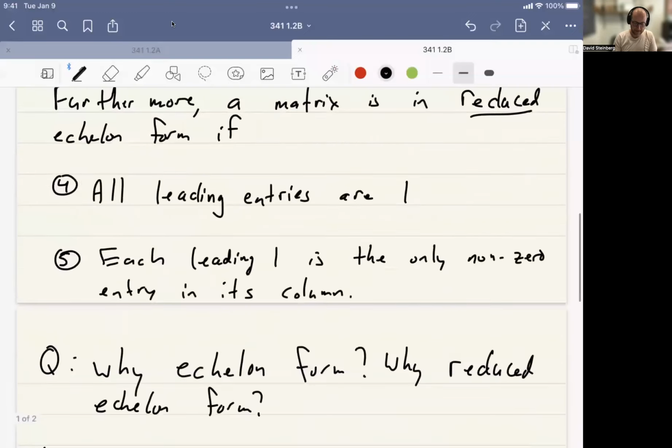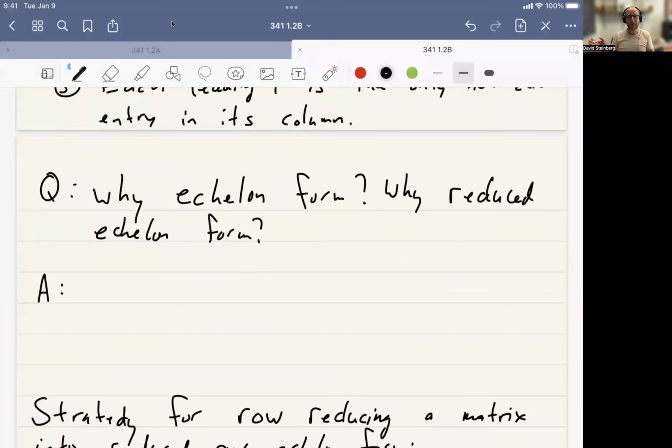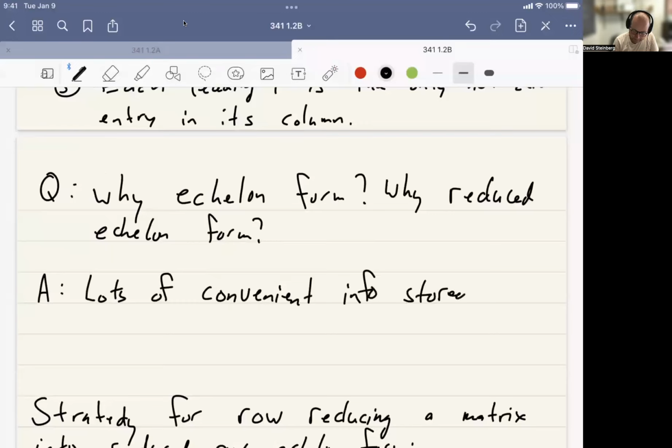Okay. And then maybe now is a good time to ask this question: why echelon form? Why reduced echelon form? Why should I care, Dr. Steinberg? Always a great question. Always encourage people to say, why? What is this good for? I'll give a short answer now, and a longer answer a little bit later. The short answer is there's lots of convenient information stored in an echelon form. I'll put reduced in parentheses because there's information in both forms.